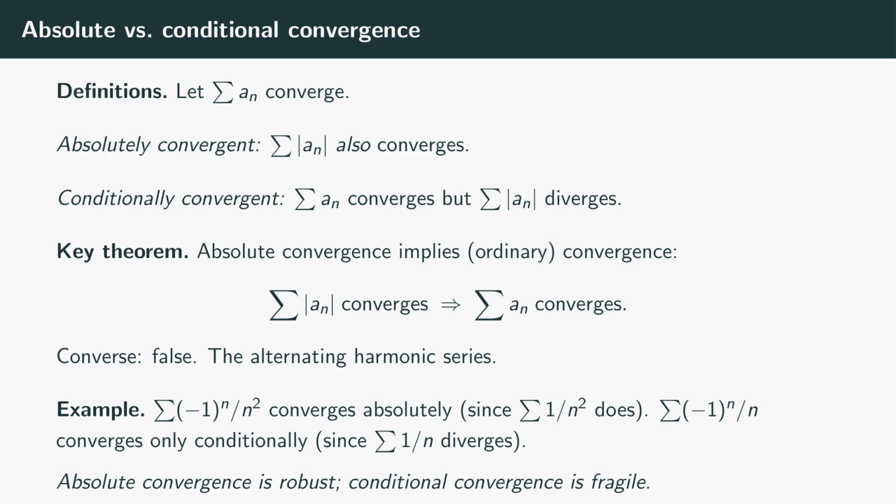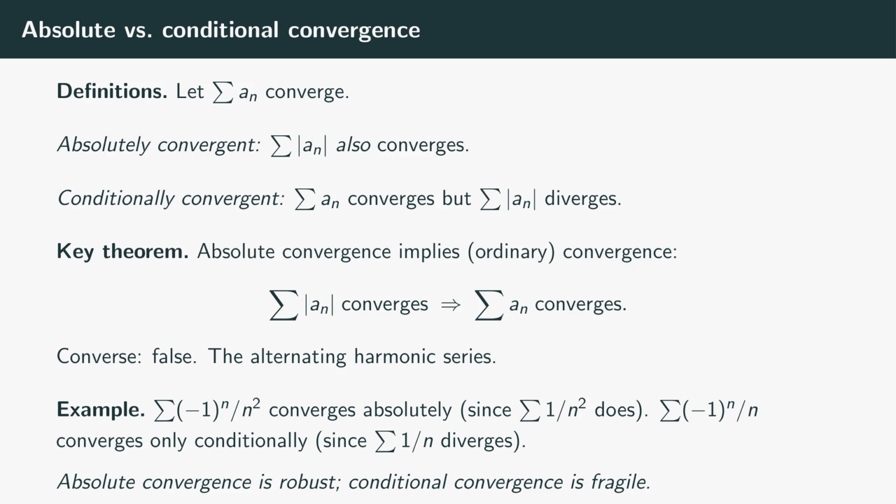Two quick examples to fix the distinction. The sum of (-1)^n over n squared. The absolute series is the sum of 1 over n squared, a p-series with p equals 2, greater than 1, converges. So the sum of (-1)^n over n squared converges absolutely. The sum of (-1)^n over n. The absolute series is the sum of 1 over n, the divergent harmonic series. So the sum of (-1)^n over n converges only conditionally.